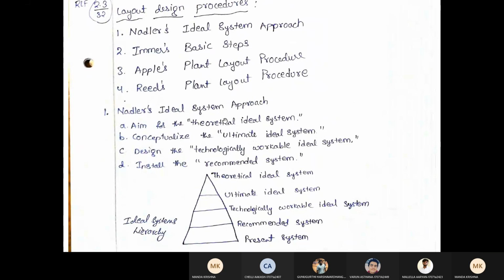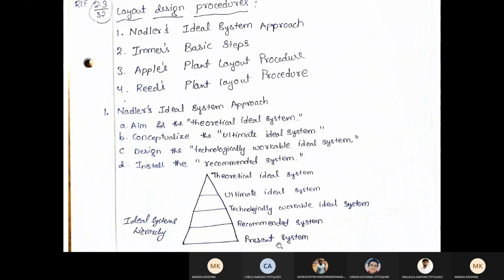First is aim for the theoretical ideal system. Next is conceptualize the ultimate ideal system. Next is design the technologically workable ideal system. And last is install the recommended system. That we can see in this hierarchy, ideal system hierarchy: theoretical ideal system, next ultimate ideal system, technologically workable ideal system, and recommended system and present system.